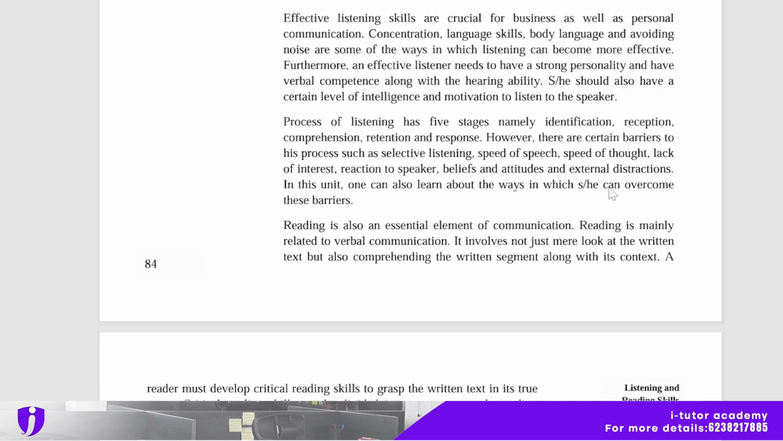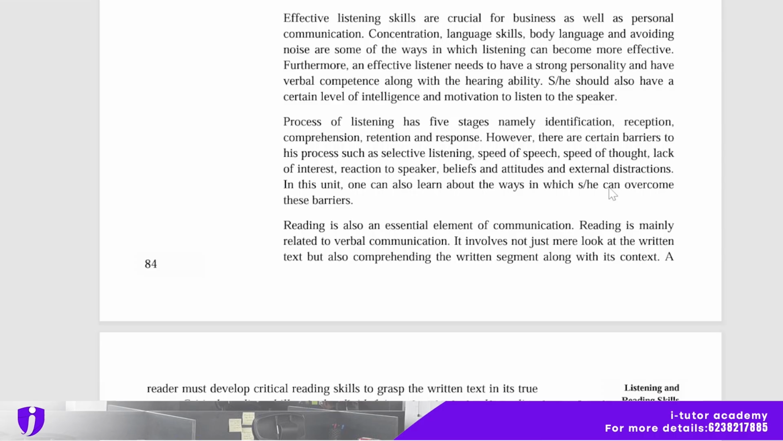The process of listening has 5 stages, namely identification, reception, comprehension, retention, and response. However, there are certain barriers to this process, such as selective listening, speed of speech, speed of thought, lack of interest and reaction to the speaker, belief and attitude, and external distractions.